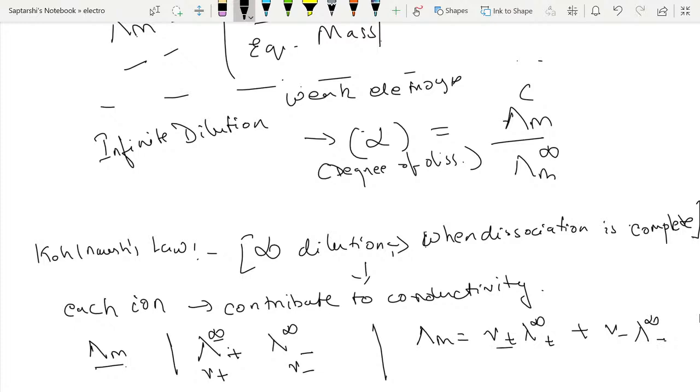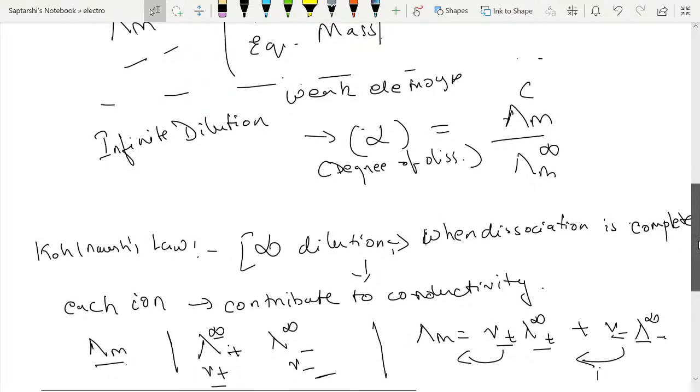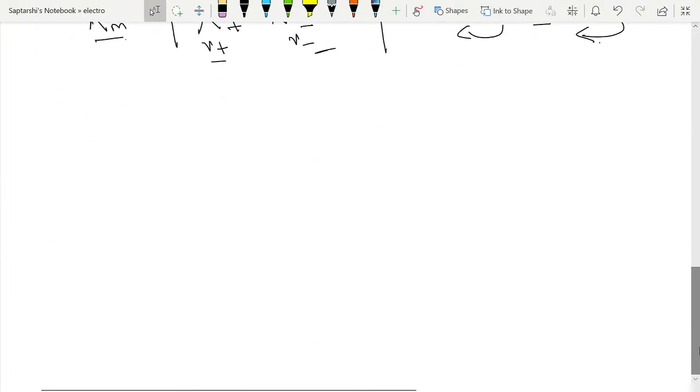So what does it say? That every cation is contributing to this, right? Because there were V plus cations, there were V minus anions. So every anion is contributing to our molar conductivity. So let us now take an example of Kohlrausch's law to understand it, and after that we'll take some examples of resistance, conductivity, and all those things. So first let us look into this aspect of Kohlrausch's law.